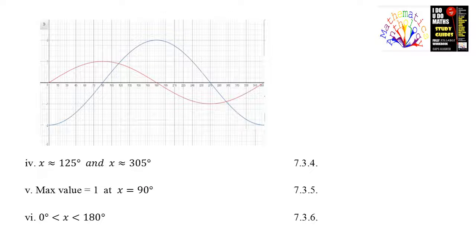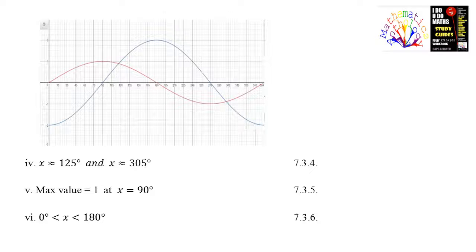Let's look now at where f of x is equal to g of x. And if we read from the graph, we can see approximately at 125 degrees and approximately at 305 degrees.